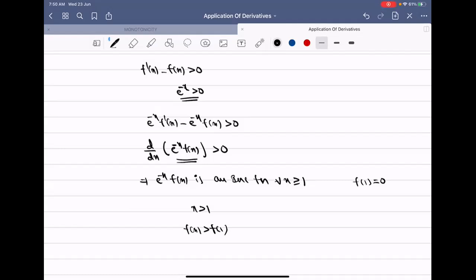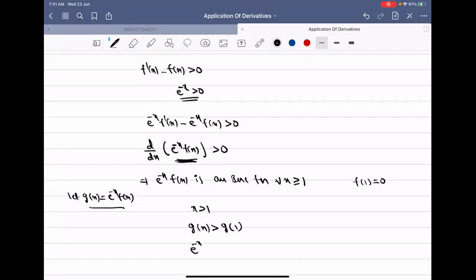So, what is our function here? Otherwise, what we do is, let g of x equal to e power minus x into f of x. So g of x is an increasing function. Therefore, g of x is greater than g of 1.